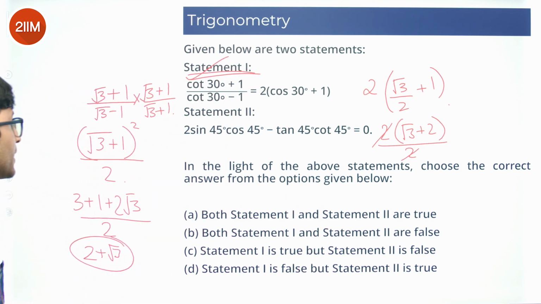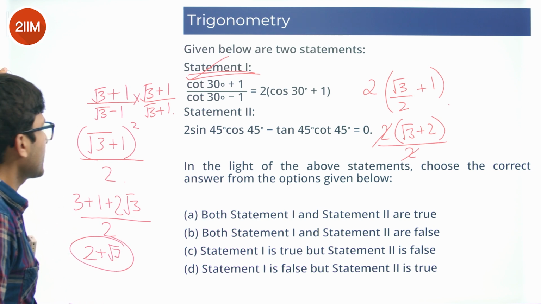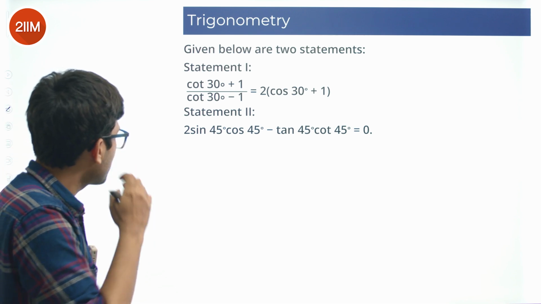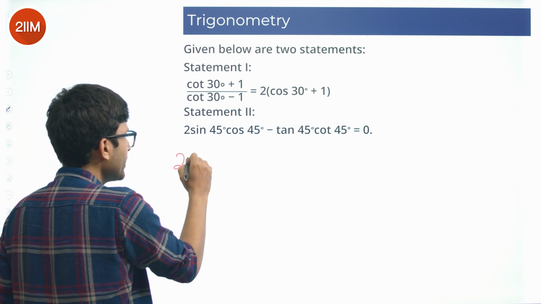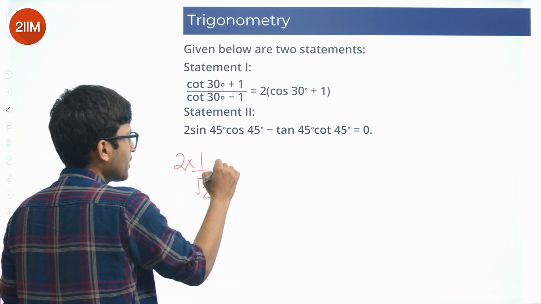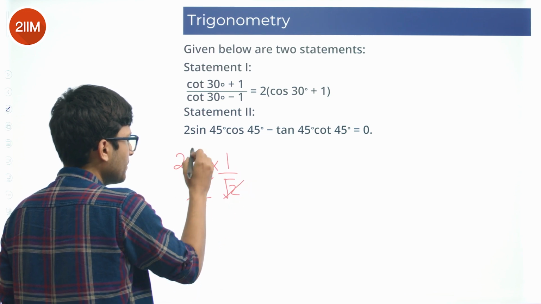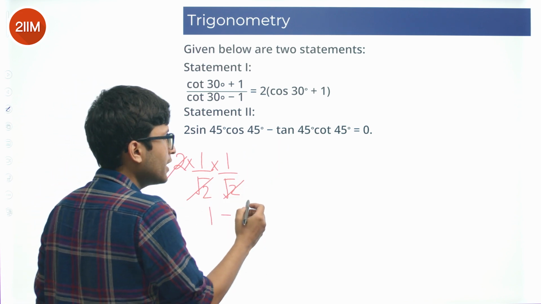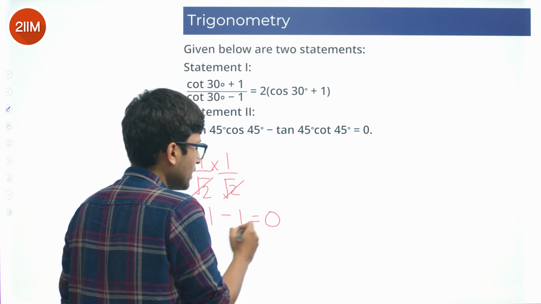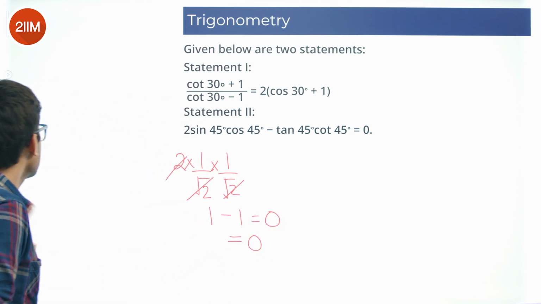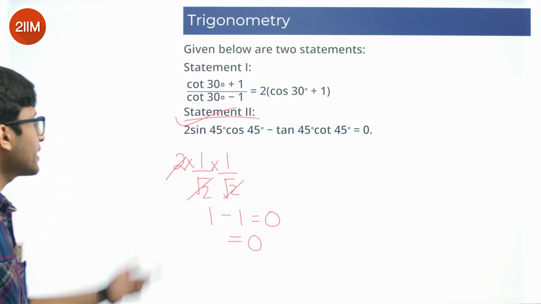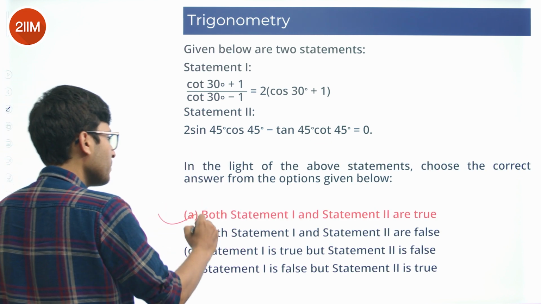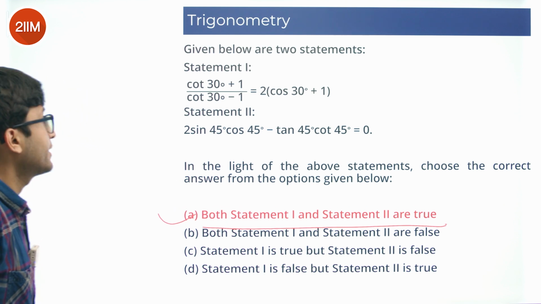We have to focus on statement number 2 now, but at least we know statement number 1 is correct. What is statement number 2? Statement number 2 is 2 sin 45 cos 45. So 2 into sin 45 is 1 by root 2. Cos 45 is also 1 by root 2. So this value will be equal to 1 minus tan 45 cot 45. What is tan 45? Tan 45 is 1 and cot 45 is also 1. So 1 minus 1 is equal to 0. So 0 is also equal to 0, which is true. So we got statement number 2 is also right. Okay, so both the statements are right. Let us check whether we are having an option like that. Perfect. Both statement number 1 and statement number 2 are true in this case.